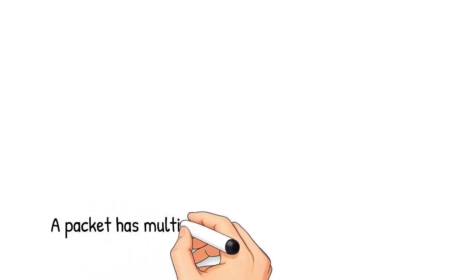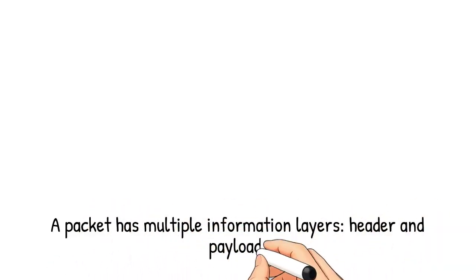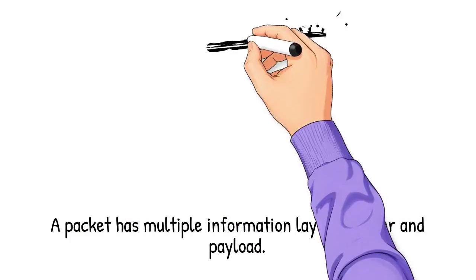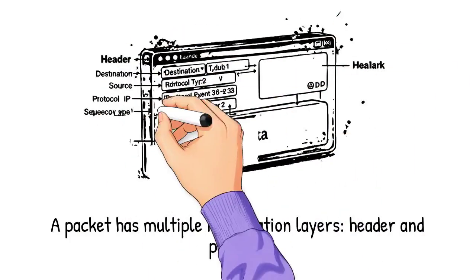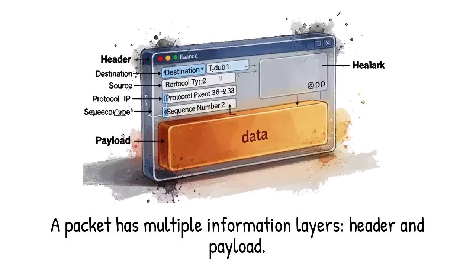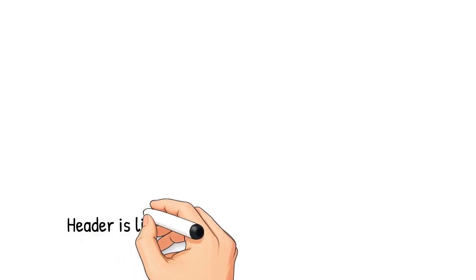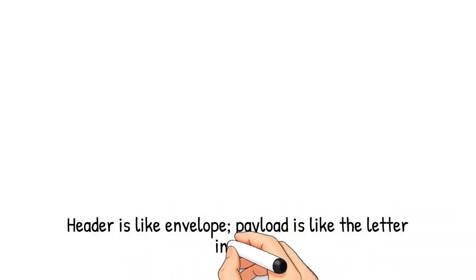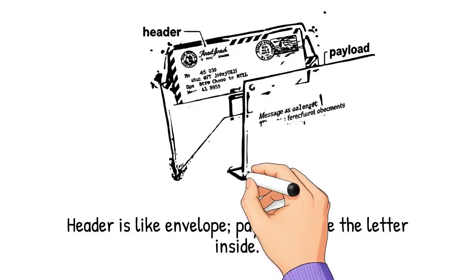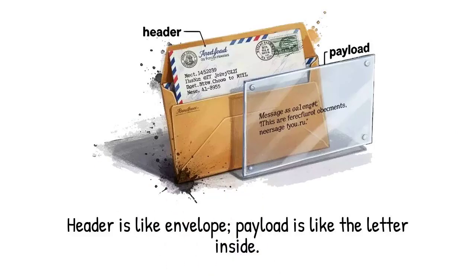A packet is not just a piece of data. It contains several layers of information, each serving a specific purpose. The most important parts are the header and the payload. The header contains metadata, like the destination IP, source IP, protocol type, and sequence number. The payload contains the actual data being transmitted. Think of the header as the envelope and the payload as the letter inside. The envelope tells the postal system where to deliver the letter, while the letter contains the actual message.